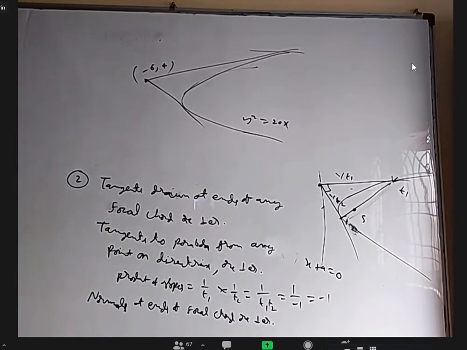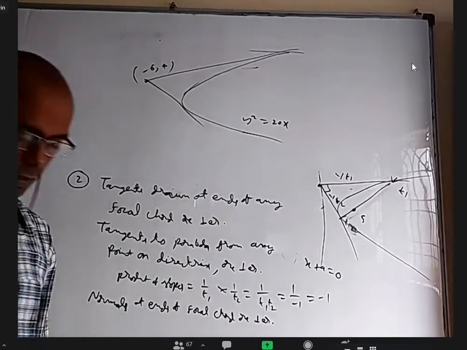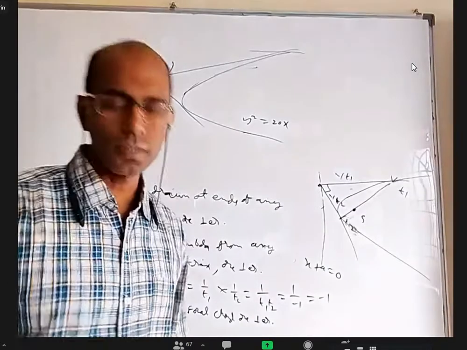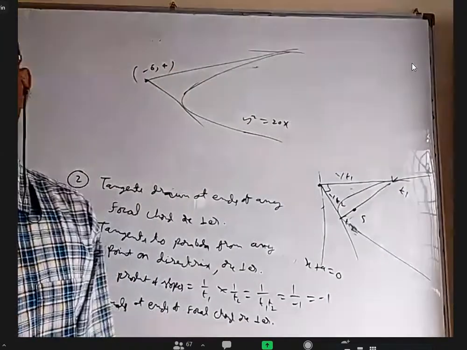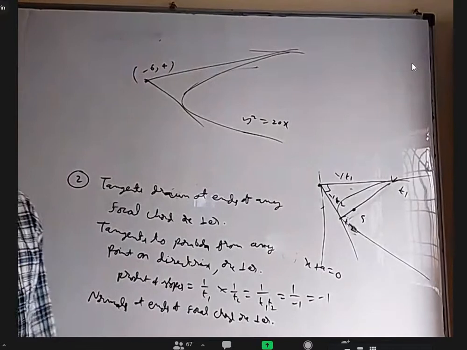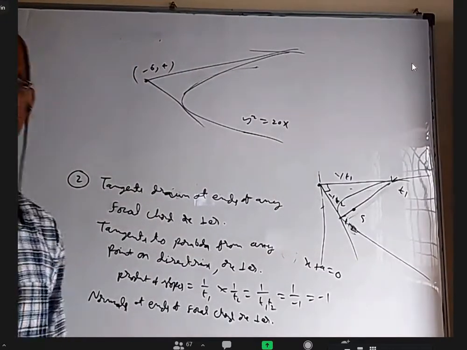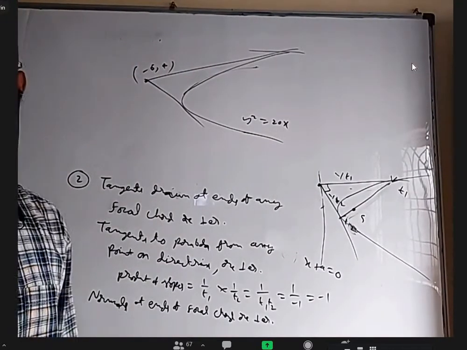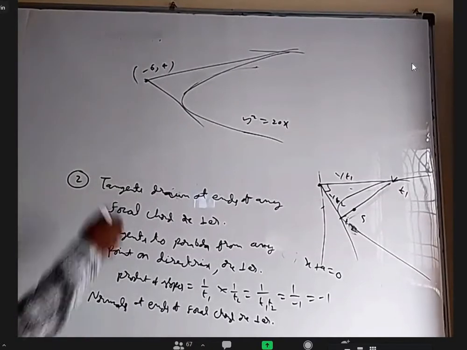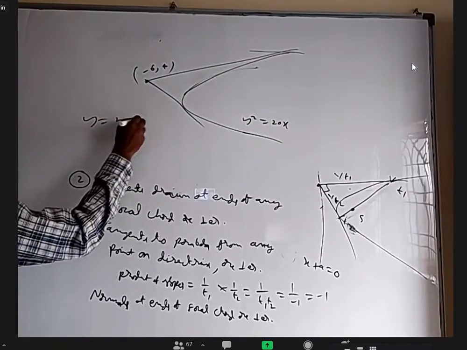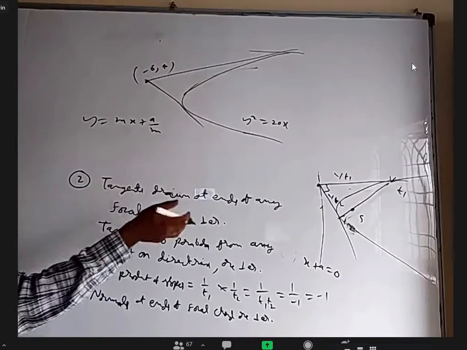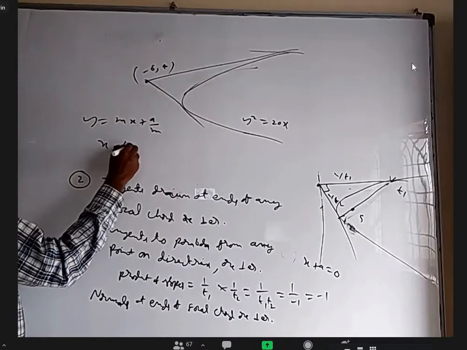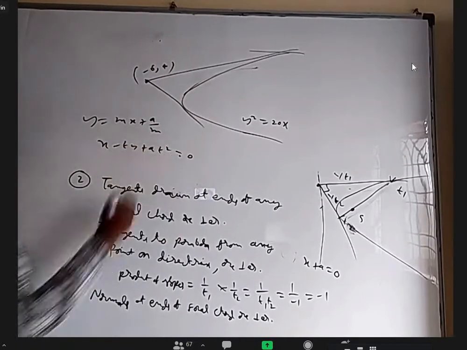S1 equals 0. That is, if you know a point on the parabola, S1 equals 0. What is the general tangent? y y1 equals 2a(x plus x1), that is at x1, y1. You cannot call that the general tangent, because the general tangent is y equal to mx plus a by m, in terms of slope. Of course, we also have x minus ty plus at square equal to 0.